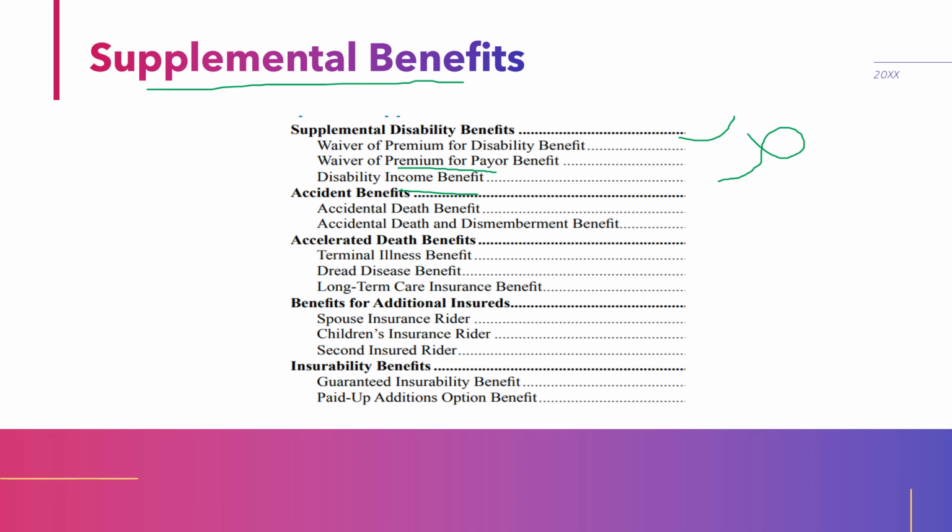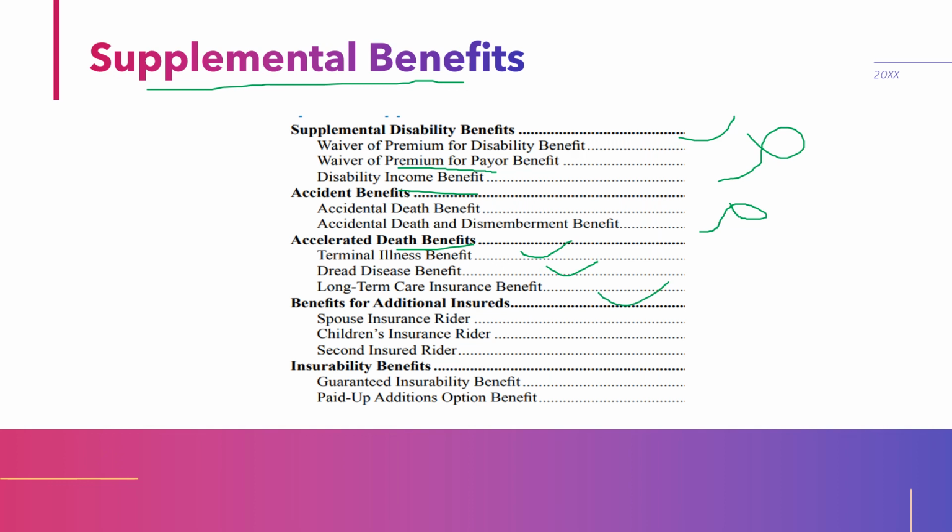And the same thing is the accident benefit. Once anything happens to you due to an accident, you have the accident death benefit. An extra amount will be given if you die due to the accident. Like that, these benefits will be there. And the accelerated death benefit. There are three categories defined. One is the terminal illness benefit: if you have an illness due to terminal disease, you will get the benefit. The dread disease benefit, and the long-term care insurance benefit.